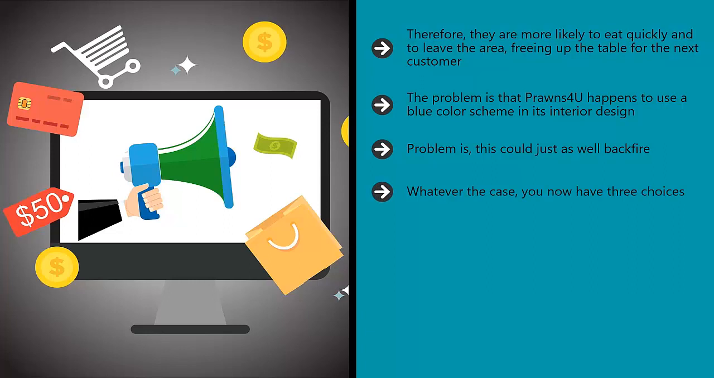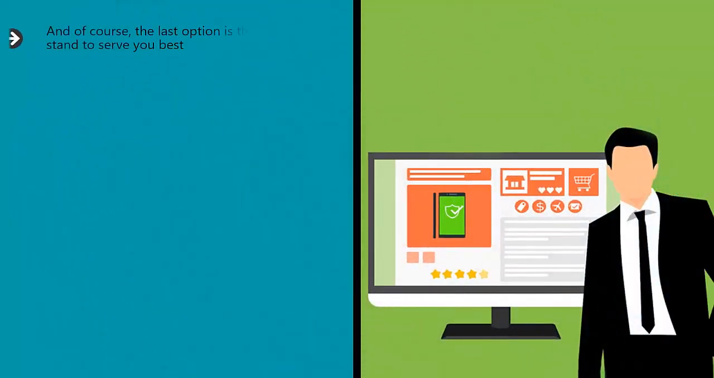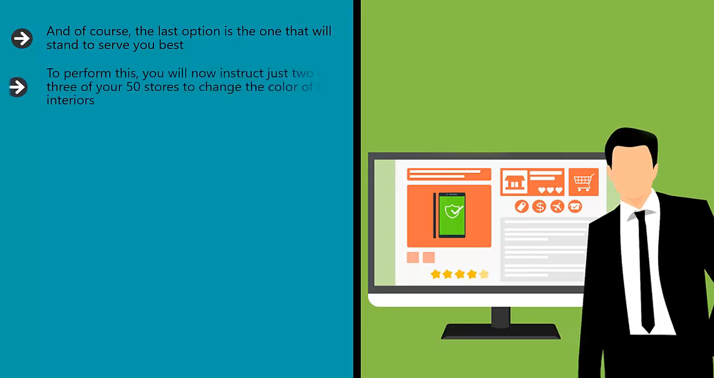Whatever the case, you now have three choices. A, leave your stores as they are and leave potential profits on the table. B, change the color of your stores and hope that this doesn't hurt your ranking. C, run a split test. And of course, the last option is the one that will stand to serve you best. To perform this, you will now instruct 2 or 3 of your 50 stores to change the color of their interiors. You'll then monitor the progress of those stores for the next 6 months, and then collect all the data together to see what it can tell you.